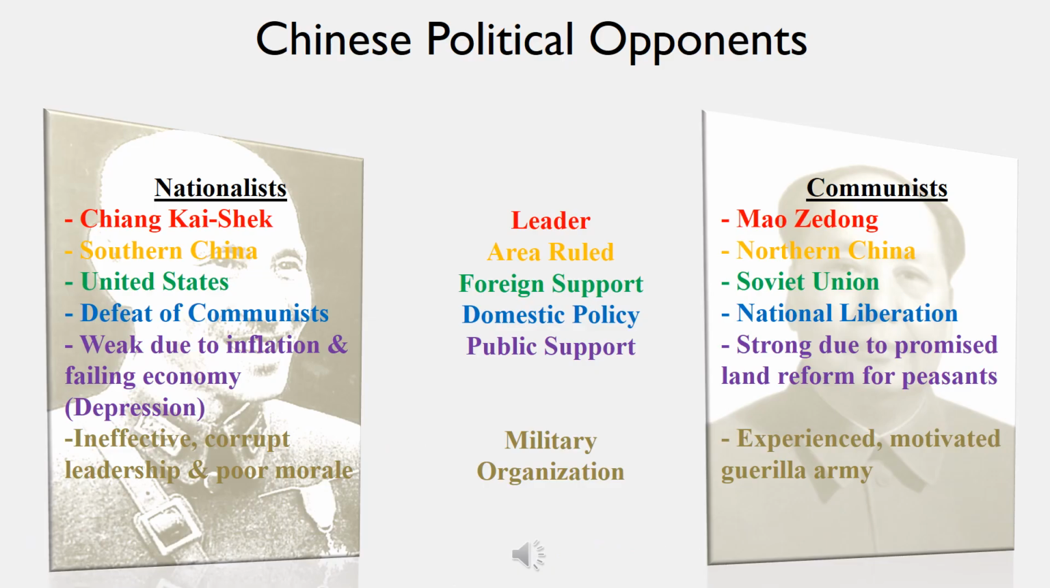Here you can see the differences between these two Chinese leaders and gain a greater understanding as to why they were so antagonistic toward each other.